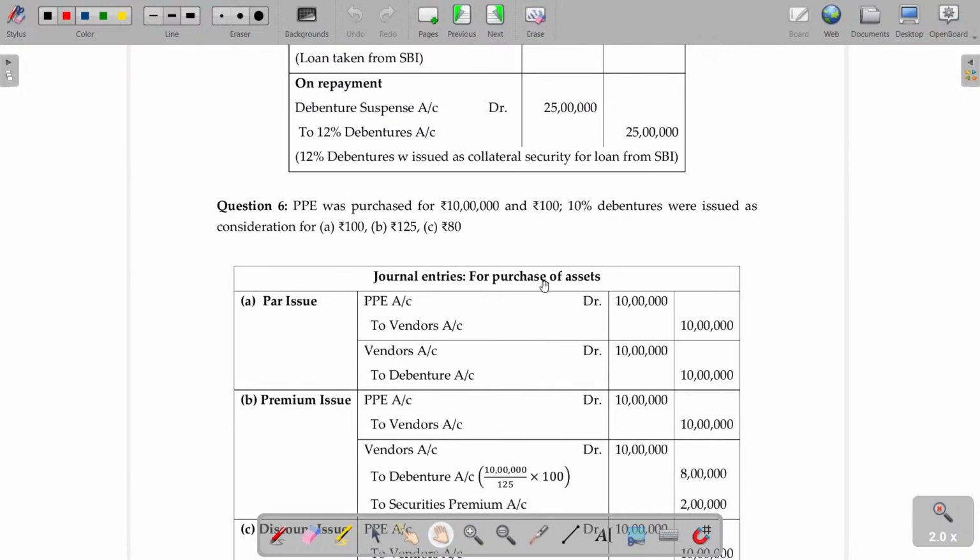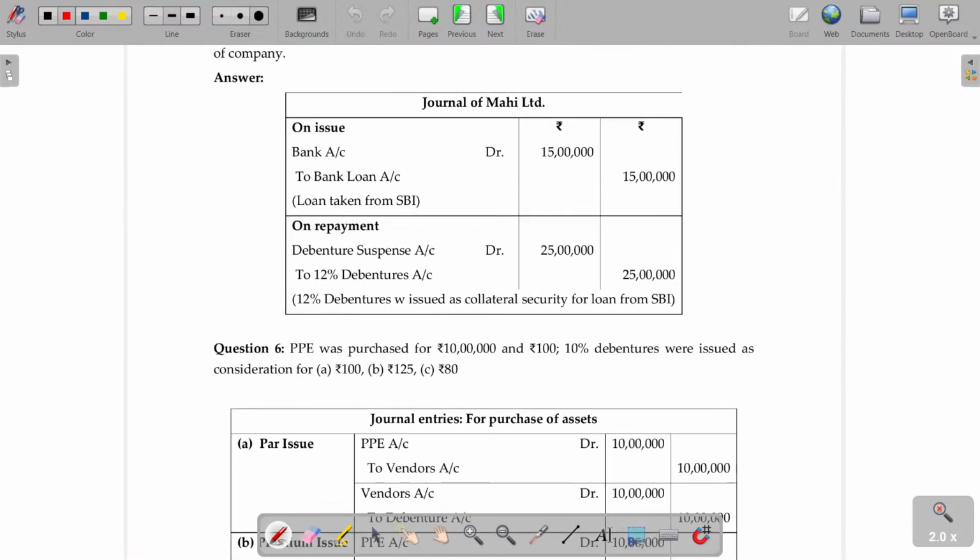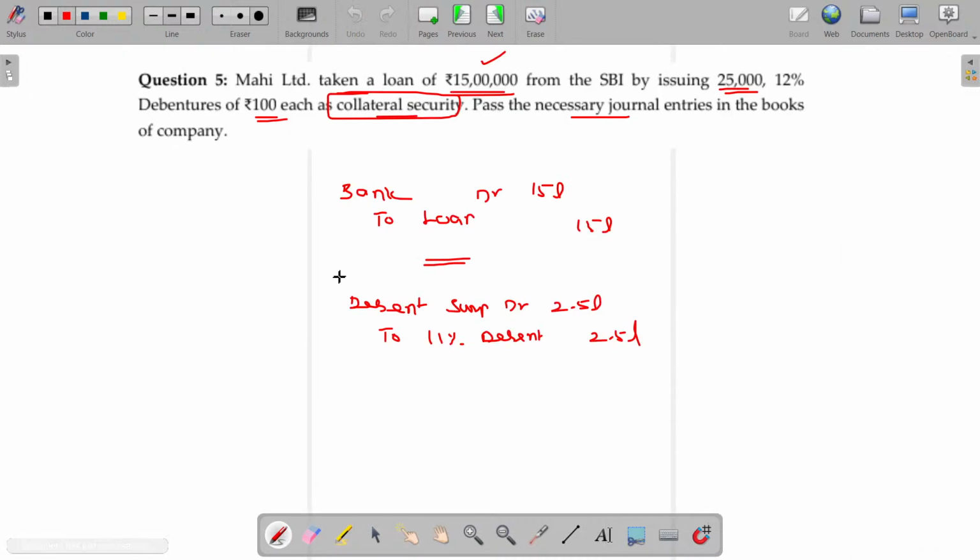See, this will be appearing in your balance sheet as bank account and bank loan. And debenture suspense to 12% debentures. How much is that? 25,000 into 100, 25 lakhs, right? Okay, 12% debentures. This is a journal entry to issue the debentures as a collateral security.